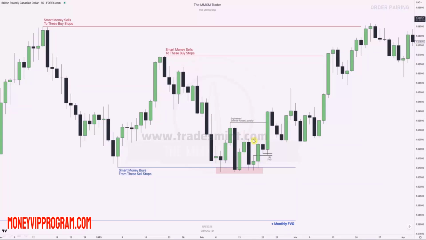Now where do we get in? We run up into that external range, but before we do that, we need to find internal range, which is over here. We've got this fair value gap on the daily time frame. So after that accumulation of sell stops, we can push price up higher. We wait for a displacement or a fair value gap, which is down here, right? And then this is the opportunity to get in long, taking out this external range liquidity.